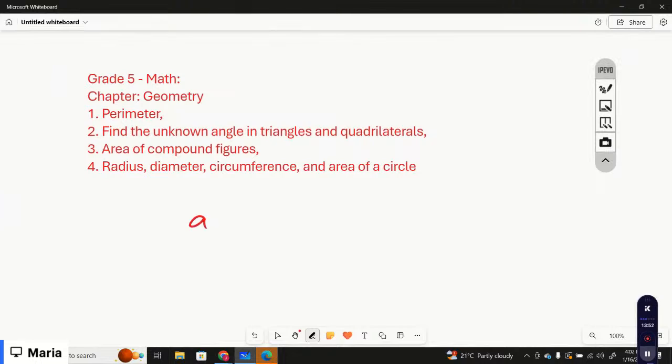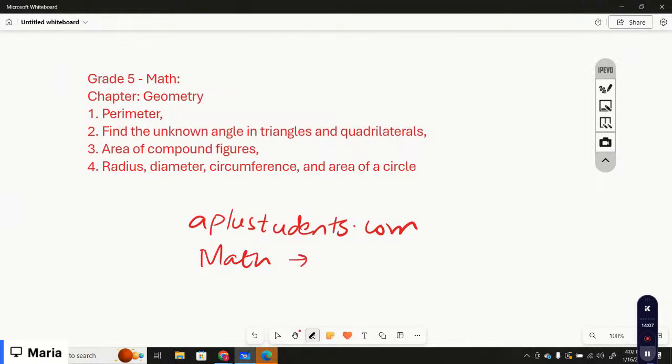You can find all the lessons on aplusstudents.com. You have to log in there using your email address and the password provided by the administrator. Then you have to select math from the subject tab. Scroll down to grade 5 math and then click on view all lessons. There you can find a list of the chapters.